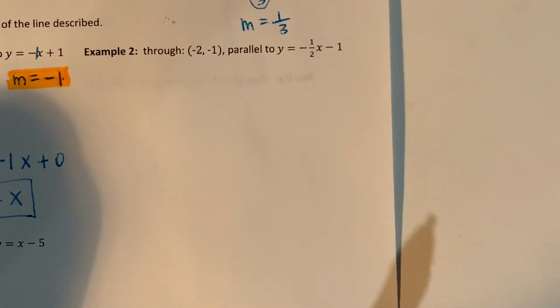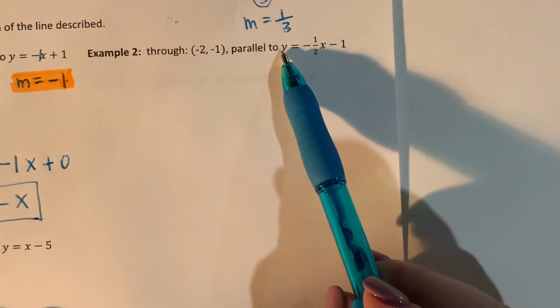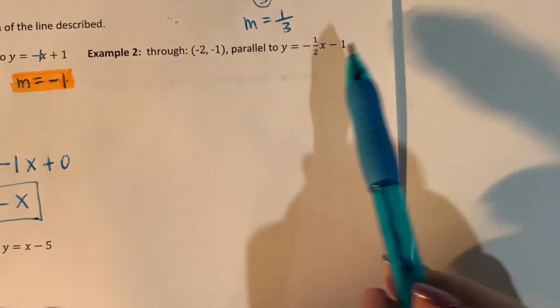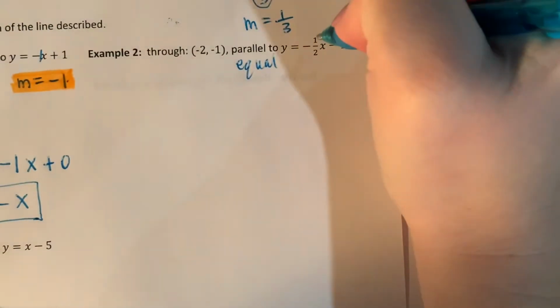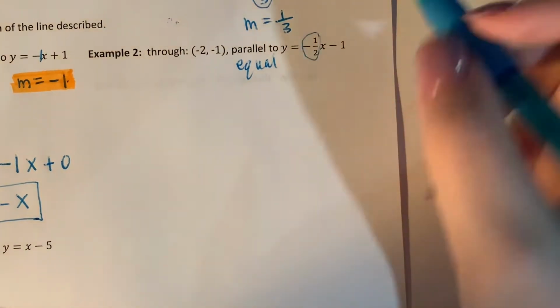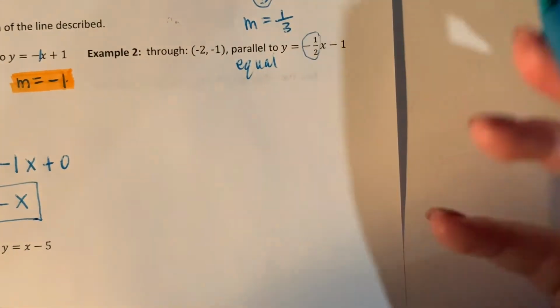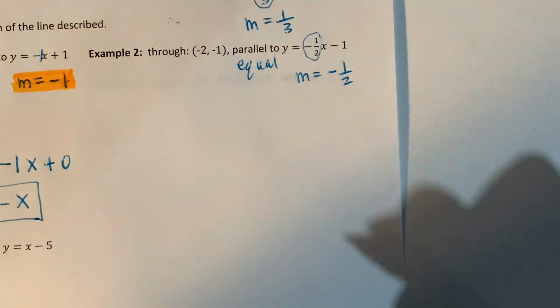So on example 2, again, I'm given a point, and I know that I need to find an equal slope because these lines are parallel. Parallel lines have equal slopes. So right away I can look at this and say, all right, my slope has to be the same as whatever's in front of x. So my slope has to be negative 1/2.